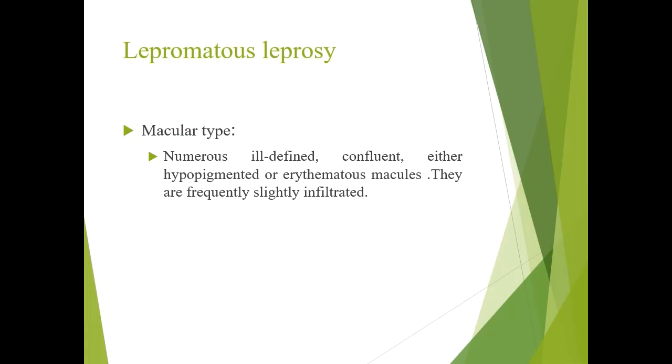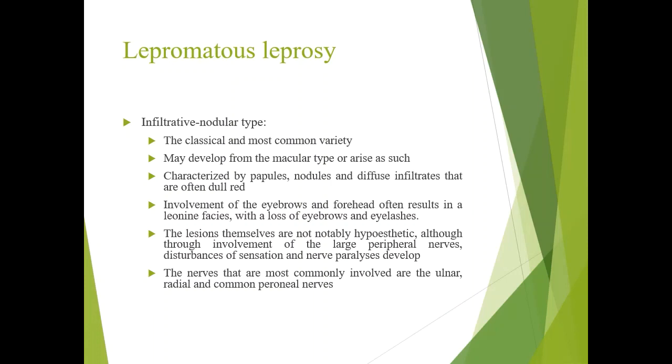Lepromatous leprosy can be of the macular type, where there will be numerous ill-defined confluent, either hypopigmented or edematous macules. They are frequently slightly infiltrated. It can be the infiltrative nodular type, which is the classical and most common form, and may develop from the macular type or arise as such. It is characterized by papules, nodules, and diffuse infiltrates that are often dull red. Involvement of eyebrows and forehead often results in leonine facies with loss of eyebrows and eyelashes.